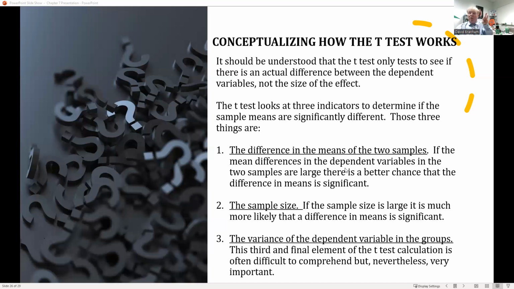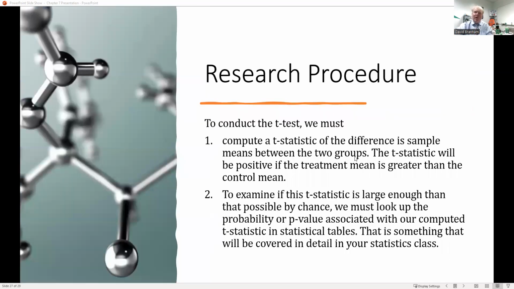In that situation, you're much more likely to find statistical significance and say that there's less than a 5% chance that those groups are equal, because of the tight variance inside the groups. So those are the 3 things the t-test looks at when it determines whether or not something is statistically significant.